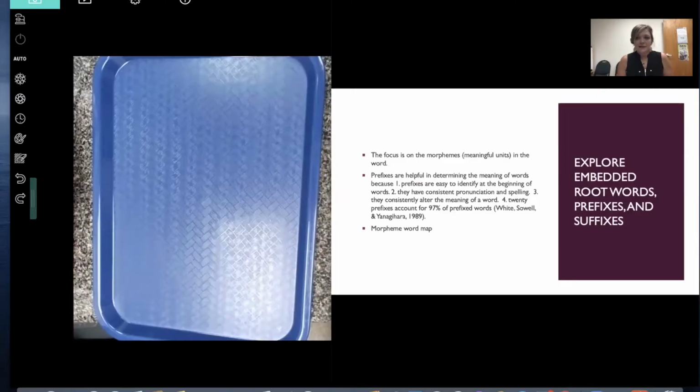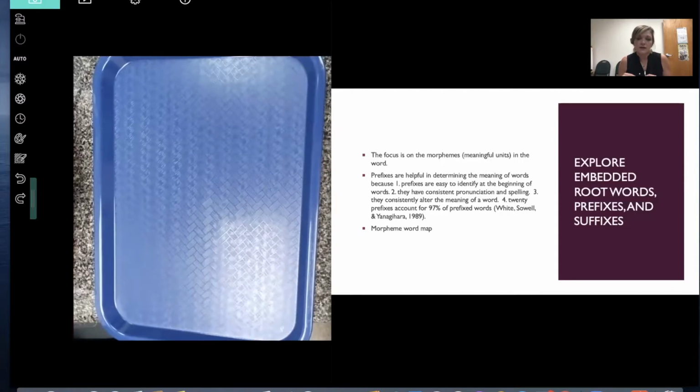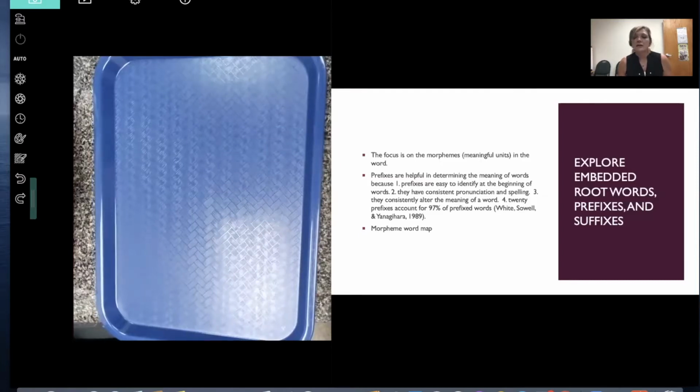Okay, this is the next one. You break the words apart, you dissect them, and if you know those meanings, it's kind of like a puzzle, I guess. And I'm going back to what Doug had said earlier about knowing the prefix of un. If they know what that means, then that kind of opens up a new world for different words. This strategy is really to explore the embedded root words, prefixes, and suffixes. So you're focusing on the morphemes.